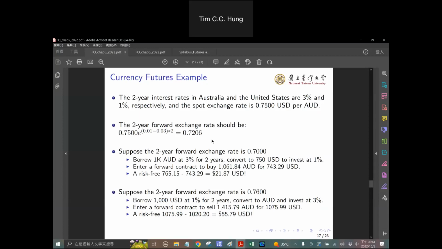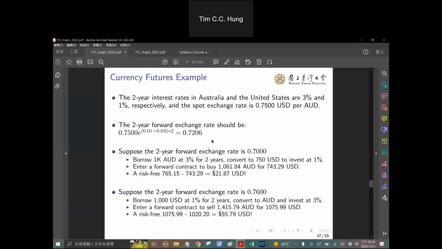If we borrow $1,000 today, we have 1,000 US dollars, and then we exchange these 1,000 US dollars to 1,333 Australian dollars using the spot exchange rate. Then we invest the same using the interest rate, and we end up with 1,415.70.